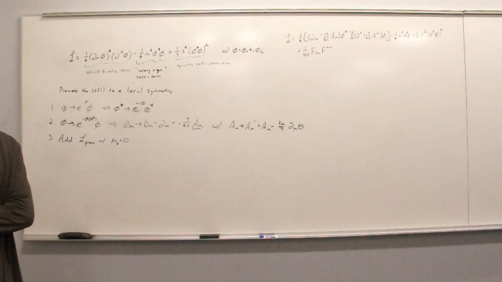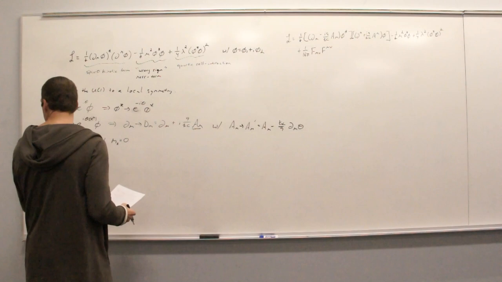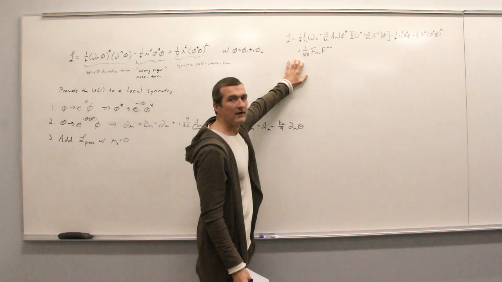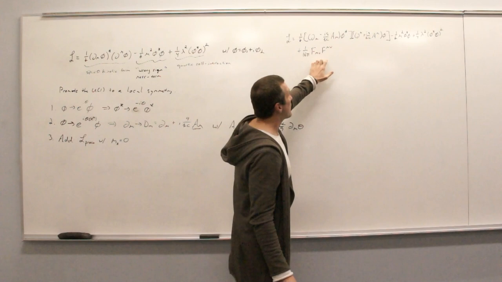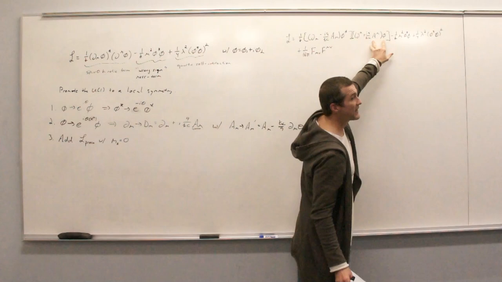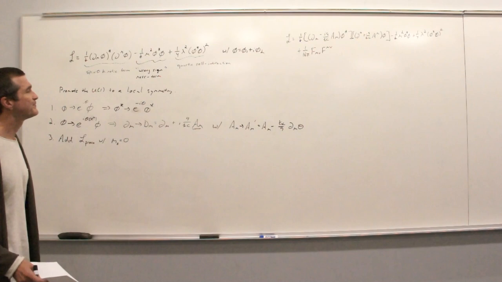So far, we now have a theory with U1 gauge invariance. We had to introduce the gauge field A. We let the gauge field propagate. There are interactions between A and the phi field. This term right here represents that. Of course, it gets multiplied into these, but you have terms that have A times phi, so there's an interaction. And that interaction is a product of us localizing this gauge symmetry.